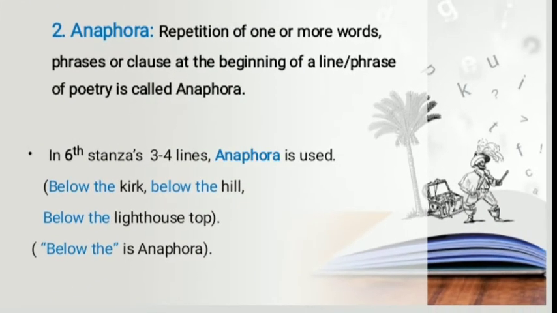The second literary device in the first part of this poem is anaphora. What is anaphora? Repetition of one or more words, phrases or a clause at the beginning of lines or phrases of poetry is called anaphora. Number first, in the sixth stanza, third and fourth line, anaphora is used: below the kirk, below the hill, below the lighthouse top. Here, "below the" is anaphora.